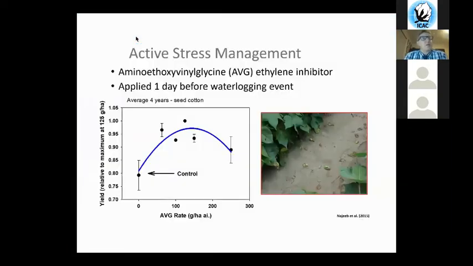Another approach with adaptive management, we're using active stress management, reinvigorating the use of different plant hormones and plant growth regulators. This particular chemical called AVG is an ethylene inhibitor, and we've found that if we know that we're going to have certain stresses and we're able to get this chemical on very close to that stress, we're able to prevent fruit loss and improve yield. And these studies were undertaken in crops under waterlogged conditions. Still a lot of work to do to understand these mechanisms for other abiotic stresses.